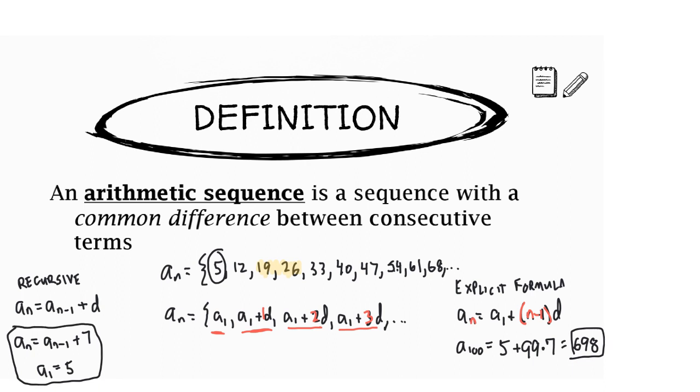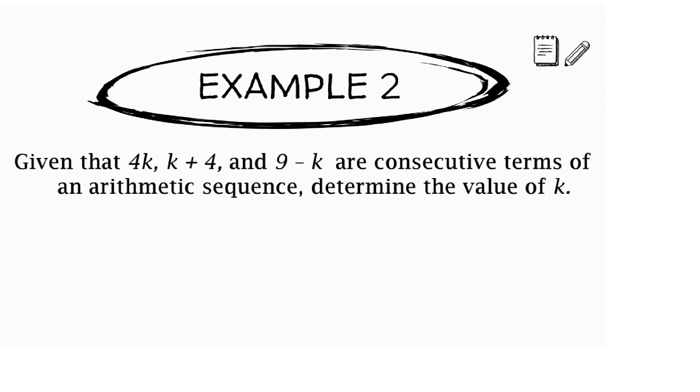Of course, it would be pretty inefficient, at least if you're a human. A recursive formula might be better used with a machine that could crunch the arithmetic very, very quickly. Let's take a look at an example.